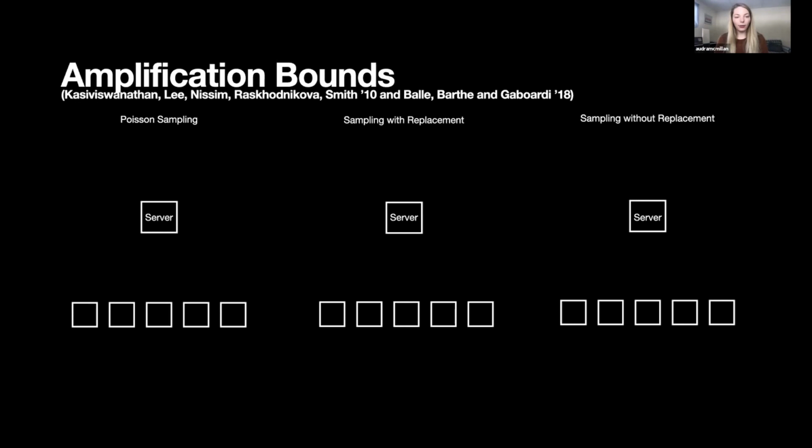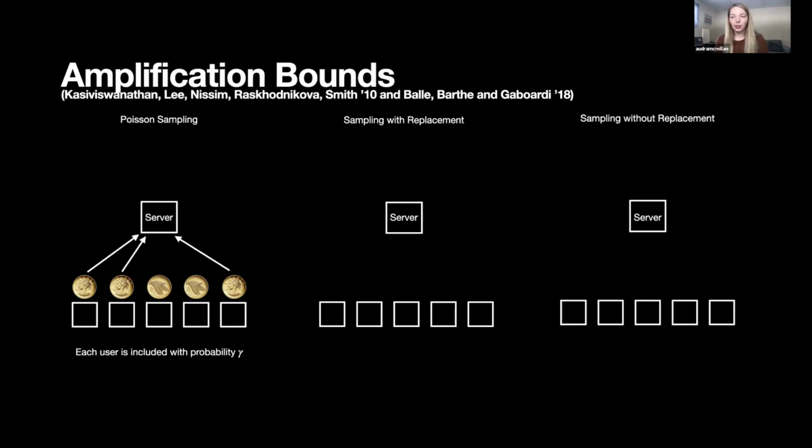In all of them, I have my server and I have my data subjects. In Poisson sampling, all of my data subjects flip a coin that's heads with probability gamma. If they get heads, then they send their data to the server. Remember, it needs to be kept secret who sends their data to the server. In sampling with replacement, my server picks a subset of size n, but they can choose people multiple times. Think of this as each time they pick a single person, and they pick a single person n times. Whoever they choose sends their data. Again, the subset needs to be kept secret.